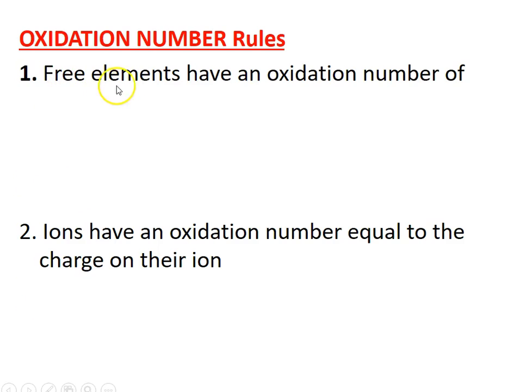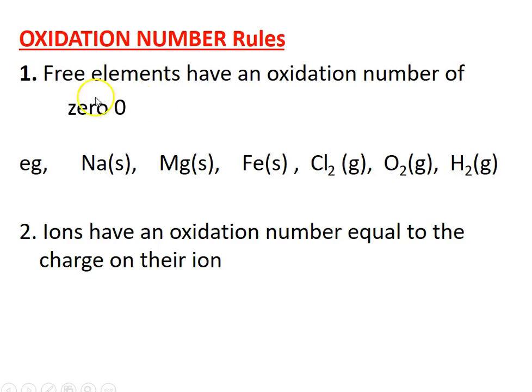So the oxidation numbers, the first are the rules. The free elements have an oxidation number of 0. So by free, I mean it's not bonded to, it's not a compound. So pure sodium metal, or magnesium or solid metal, or non-metals that aren't bound to anything else. So sharing electrons with another chlorine or another oxygen or another hydrogen, so they're sharing totally equally. Then they have an oxidation number of 0. We write the oxidation numbers directly above the element symbol, not off to the side.